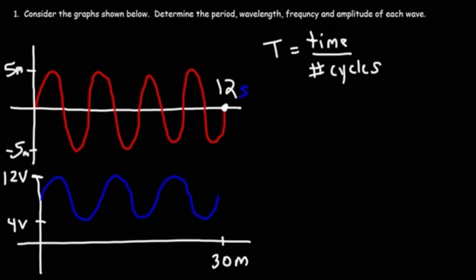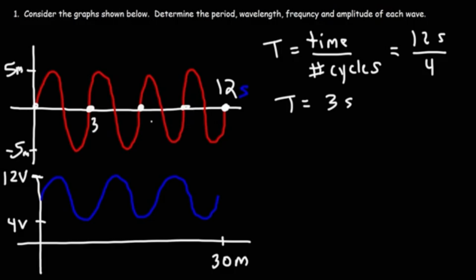So how many cycles do we have in the red wave? Starting from here, this is the first cycle, second cycle, the third one, and this makes the fourth cycle. So in 12 seconds, this wave has undergone 4 cycles. So 12 divided by 4 is 3. That means it takes 3 seconds for this wave to complete one cycle.